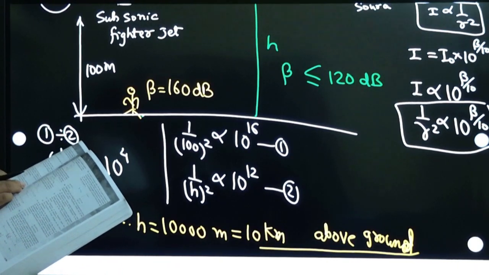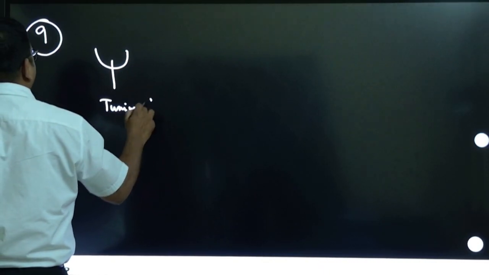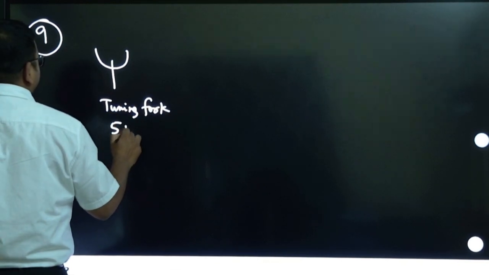Okay, then next, let us go to the next. Question number 9. A tuning fork of frequency 512 hertz is vibrated with a sonometer wire and 6 beats per second are heard. So there is a tuning fork. What is the frequency? Its frequency is 512 hertz.